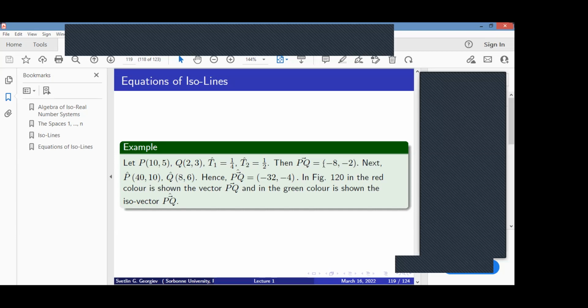As you can see, there is no linear combination, no real number that multiplies the classical vector to get the iso vector. Because if we multiply by 4 here, we get minus 32. But 4 multiplied by minus 2 is minus 8, which is different from this one. They are not proportional: the classical vector PQ and the corresponding iso vector.